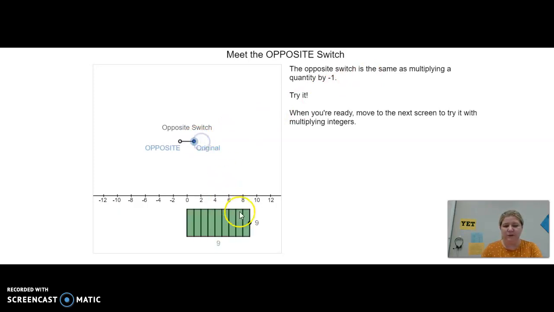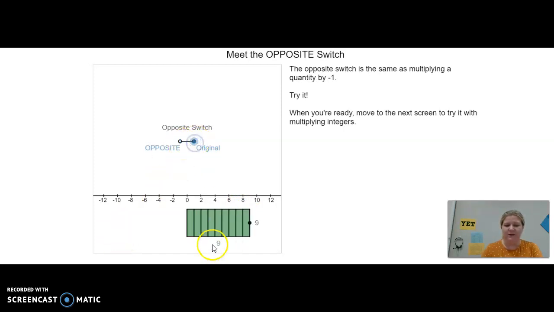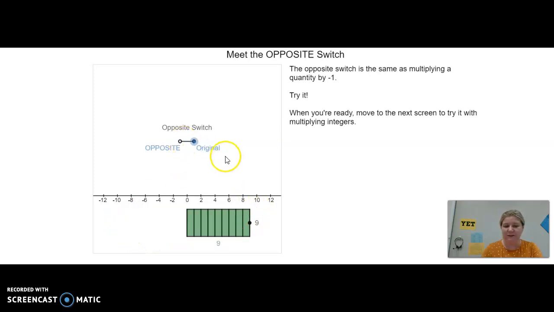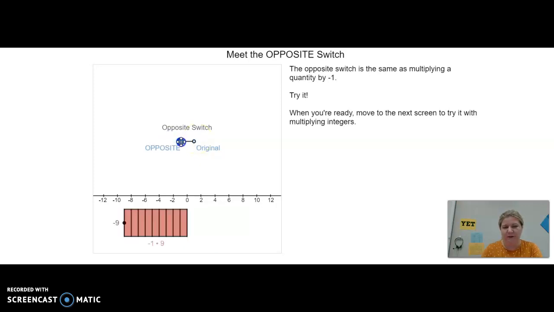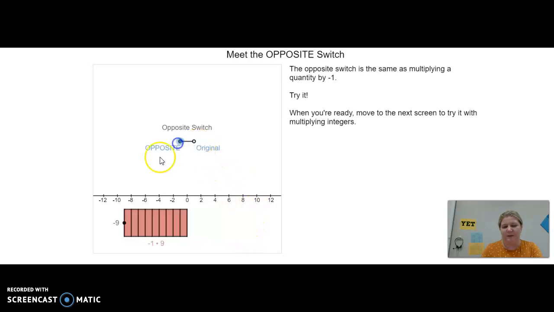So notice the original here is 9, but the opposite of that would be -9. So look at the expression here. We've got 9. And then what if we multiplied by -1? We would have -9. So here's 9, and we've done opposites before. We understand that the opposite of 9 is -9. We understand that opposites are on the opposite side of 0 on the number line, and they have the same absolute value.